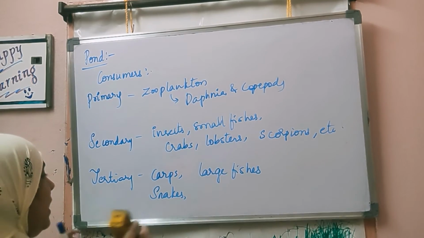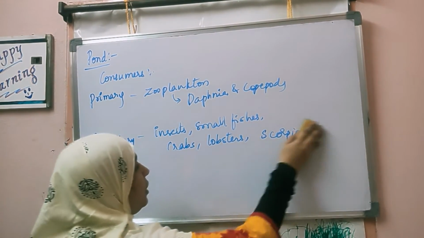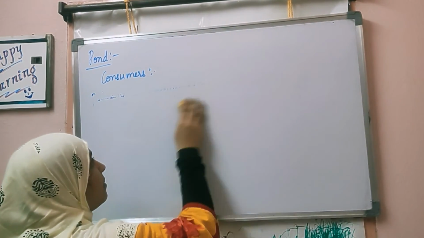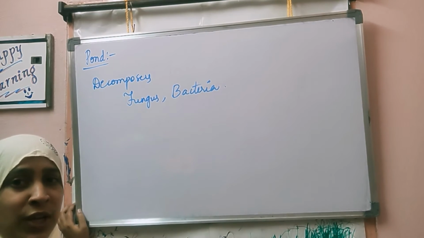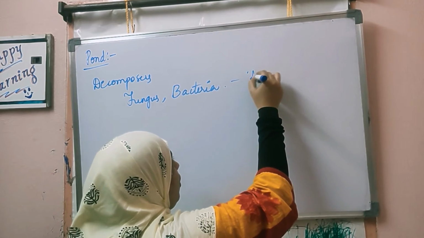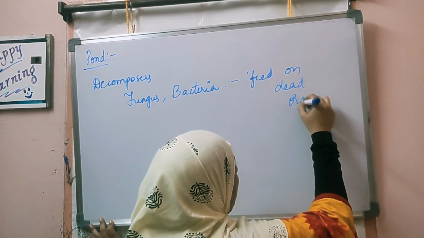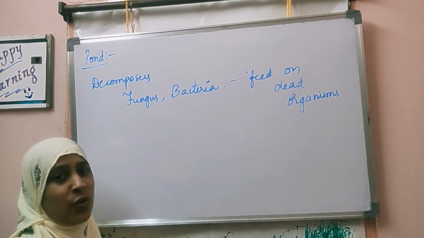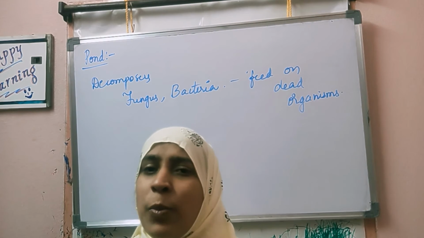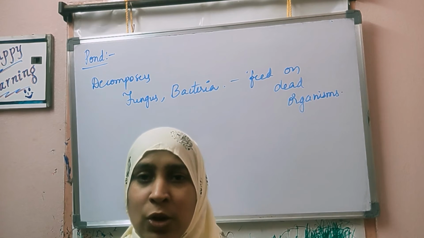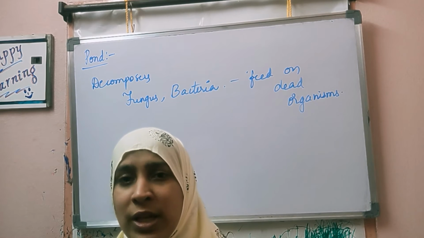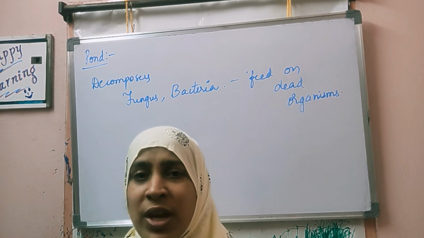And finally, the decomposers that are present in ponds. Whether it is a pond ecosystem or a terrestrial ecosystem, the decomposers are usually fungi as well as bacteria. The fungi and bacteria feed on dead or decaying organisms that are present at the lower layers of the pond. In this way, these are the organisms present in the pond ecosystem. They depend on each other. Producers depend on abiotic components, and consumers also depend upon abiotic components. So there is an interdependence between the biotic, abiotic, producers, consumers and decomposers. In this way, it forms an ecosystem.